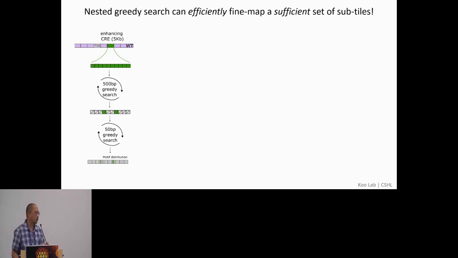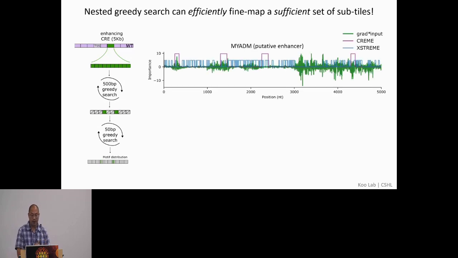And to make this search more efficient, we do it at 2 different resolutions. First at a 500 base pair resolution, followed by a 50 base pair resolution among the surviving 500 base pair tiles. And for comparison, we also compared the ability to identify sequence elements using motif analysis, using extreme, as well as saliency analysis, which is this grad times input here. Here's a visual example, a qualitative example for one 5 kb putative enhancer for the MyADM gene. Motif analysis basically says there's a motif everywhere along this sequence, and that's not really that informative.